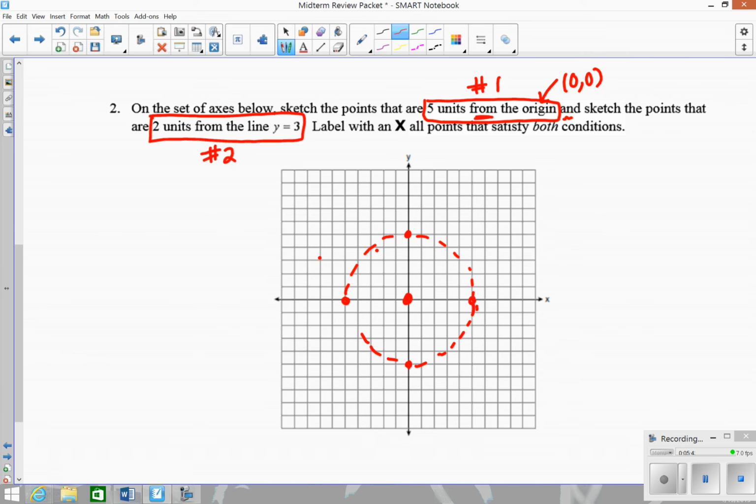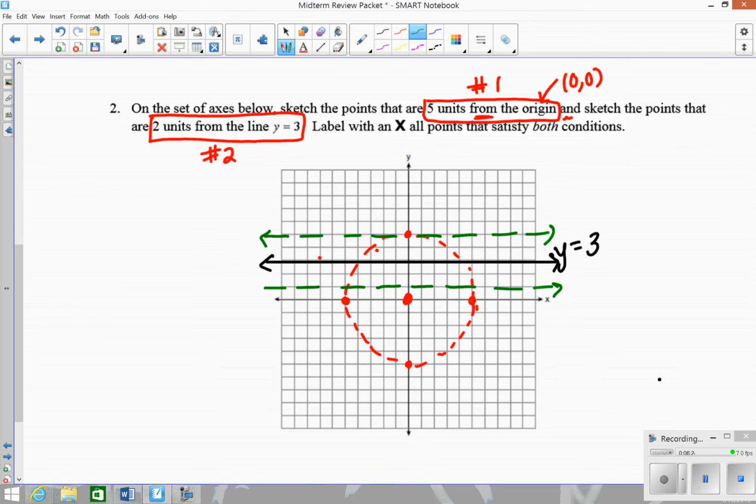2 units from the line y equals 3. So from the line y equals 3, this is a horizontal line. Remember, they're always opposite the axes. So I'm going to just draw a solid line going through 3. So here's my line, y equals 3. So that's my starting spot. I need to go 2 units from that line. So what that means is 2 lines, 2 units above it and 2 units below it. So 2 units above, and then 2 units below. And I'm drawing these dotted because those are my loci.